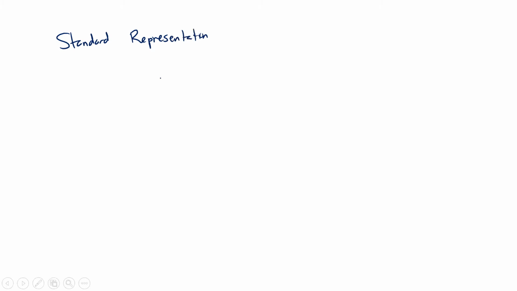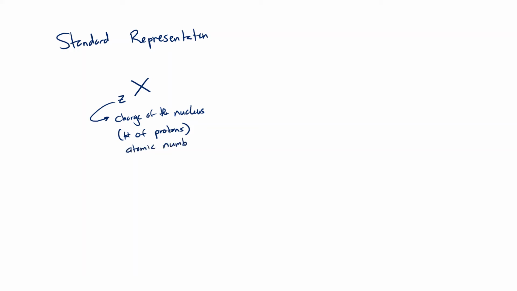All right, so standard representation is going to be, you're going to have your element. We're going to use element X, right? And down here, we're going to have the charge of the nucleus. Now, of course, the only charged particles in the nucleus are protons, so this is also the number of protons, which corresponds to the atomic number. So we've got three different things happening in this Z number: it's the number of protons, it's the atomic number, and it's also the charge of the nucleus.